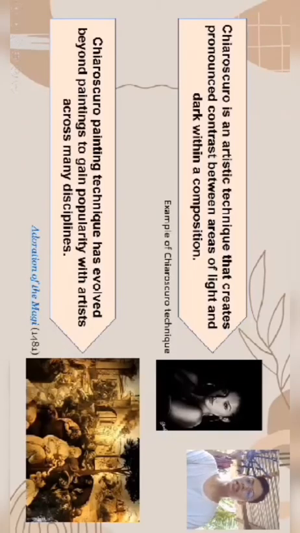Chiaroscuro is an artistic technique that creates pronounced contrast between areas of light and dark within a composition. The image shown is an example of the chiaroscuro technique. As you can see, it uses strong contrast between light and dark, usually a bold contrast affecting a whole composition. It is also a technical term used by artists and art historians for the use of contrast of light to achieve a sense of volume in modeling three-dimensional objects and figures. The chiaroscuro painting technique has evolved beyond paintings to gain popularity with artists across many disciplines. So here, the example painting is The Adoration of the Magi in 1481 by Leonardo da Vinci.